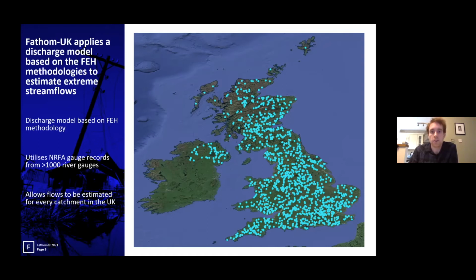And this means it's possible to take historical gauge data from all of these gauges and estimate extreme river discharge for any river. And we do this using a methodology based on the Flood Estimation Handbook, or FEH, which is a widely adopted methodology for estimating extreme river flows within the UK.